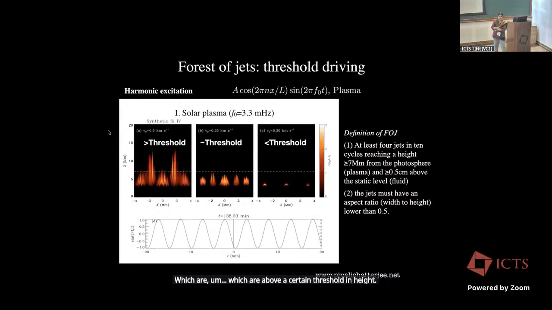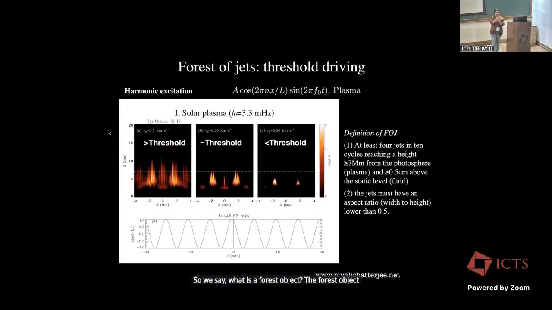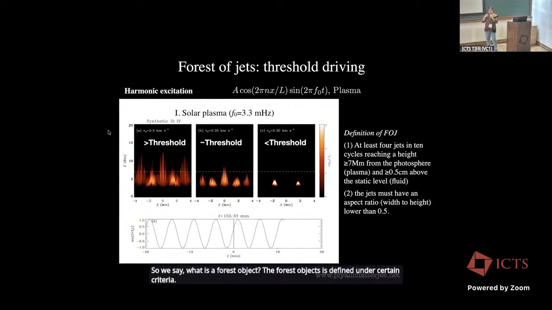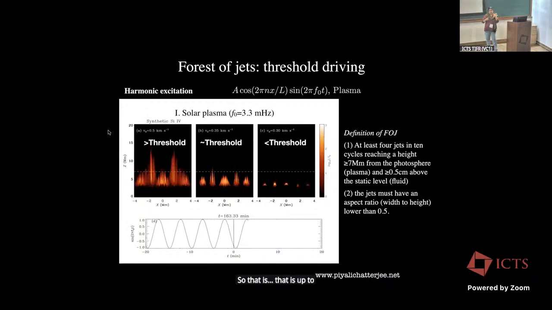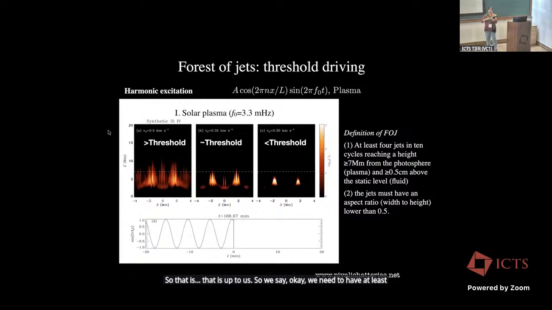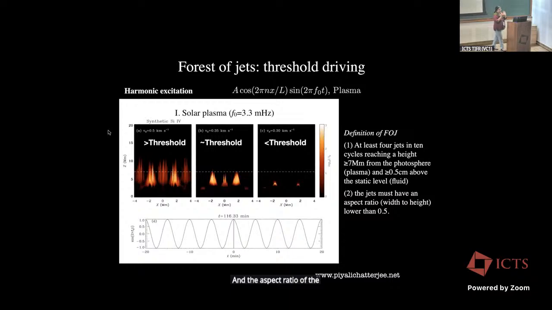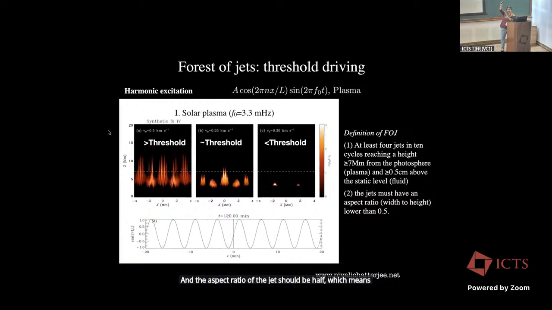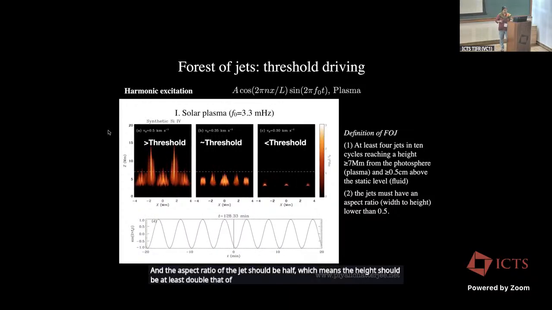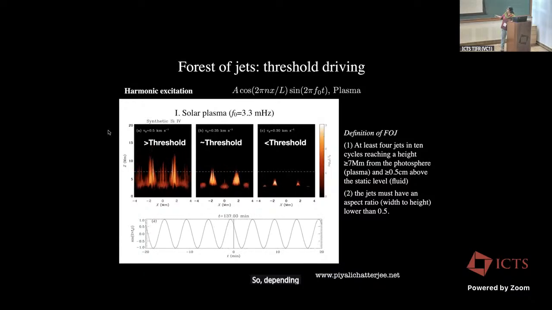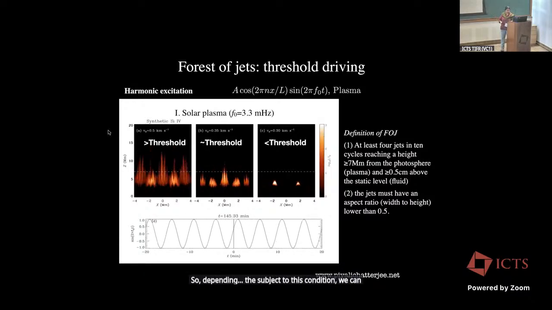So we say, what is a forest of jets? The forest of jets is defined under certain criteria, so that is up to us. We say, okay, we need to have at least 4 jets in 10 cycles, and the aspect ratio of the jet should be half, which means the height should be at least double that of the width. So subject to this condition, we can define our threshold.